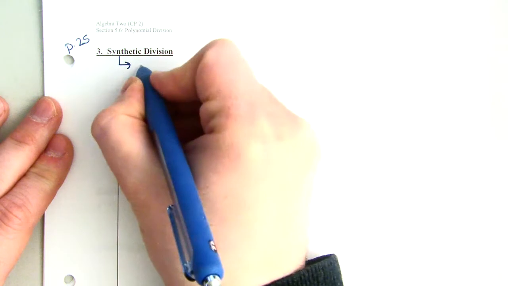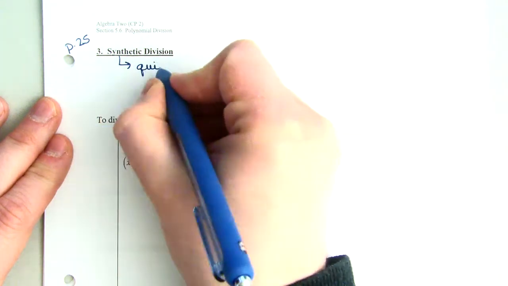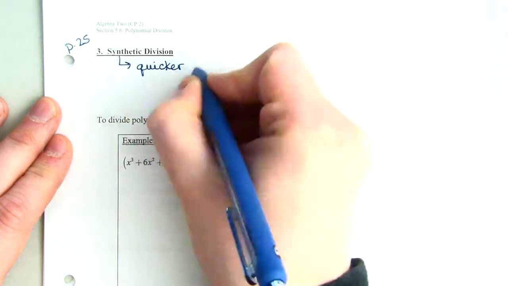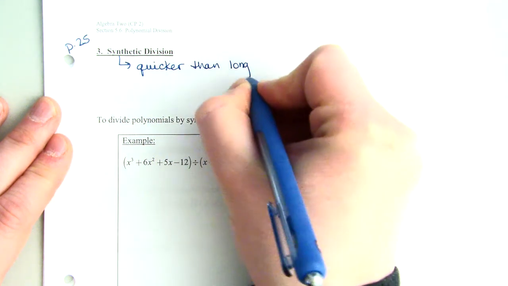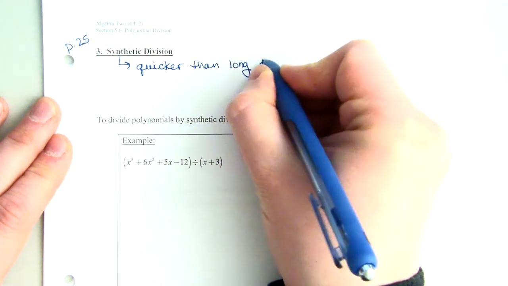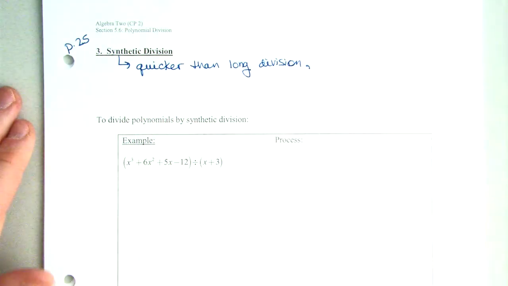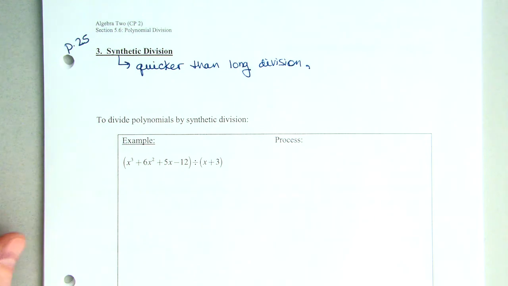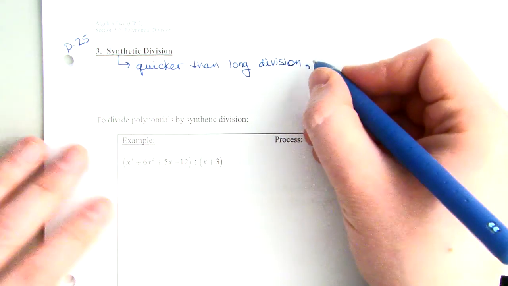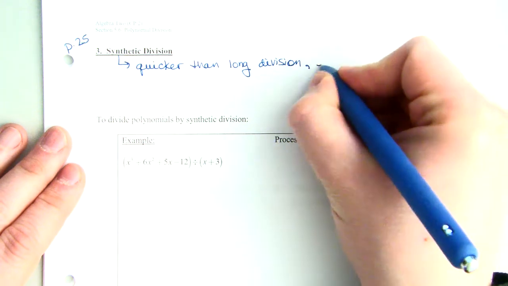So in your notes, we're on page 25. Synthetic division, this method I'm about to show you, will be much quicker than long division. It is quicker than long division. However, this method is only going to work when we divide by a very specific type of polynomial.